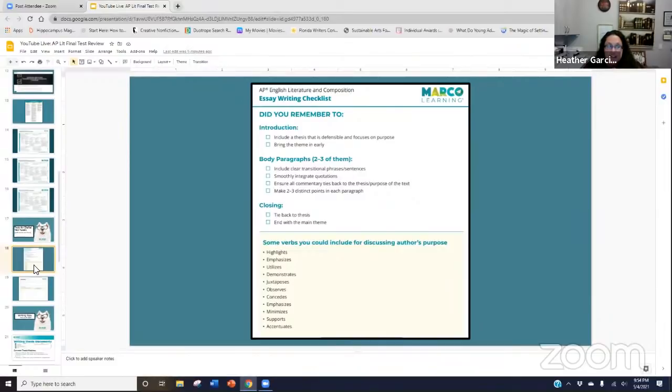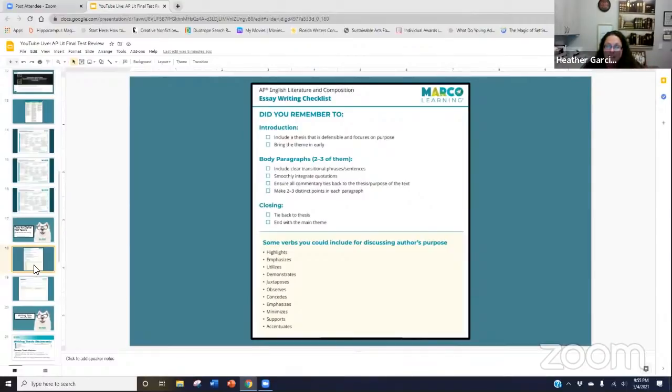So at the end of your essay, did you remember to include a thesis that's defensible and focuses on a purpose? Did you remember to bring theme in early? In your body paragraphs, did you have clear transitions? Did you smoothly integrate your quotes, or just plop them in there and hope for the best? Did you ensure that all that commentary kind of ties back to the thesis and the purpose, right? Are you making 2 or 3 distinct points in your paragraphs? And then did you end with the main theme in the closing?